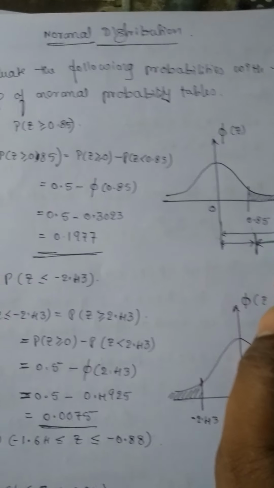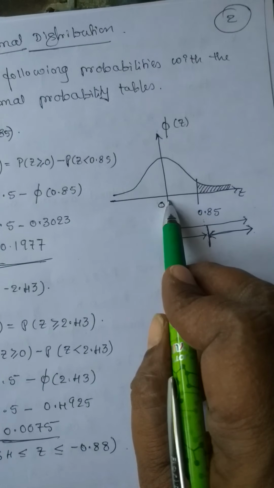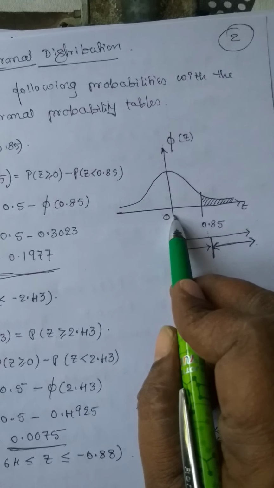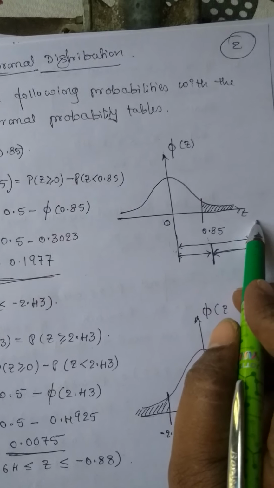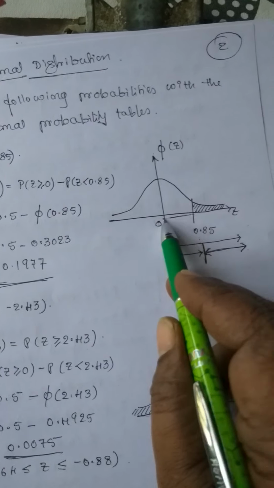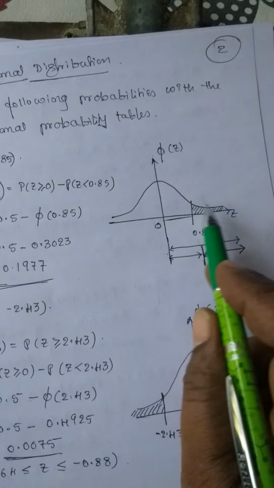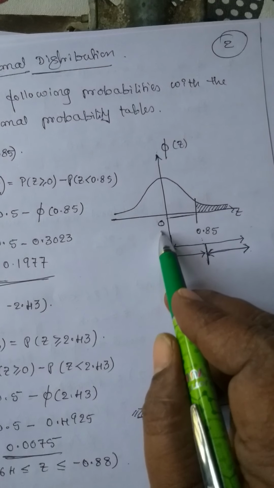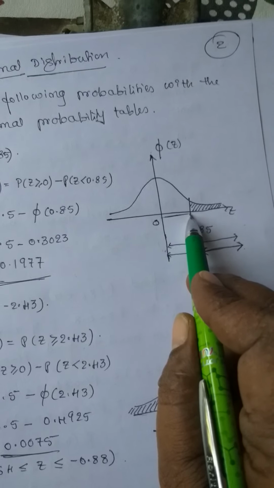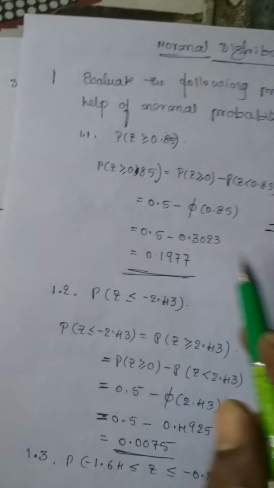So how can we calculate that? I can take the region from 0 to infinity, that is, I consider the entire right side. From that, I am going to subtract this part, from 0 to 0.85. The remaining region will be z greater than 0.85. So that's what we have taken here.